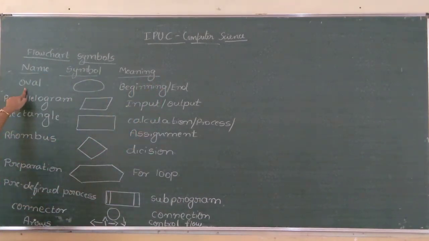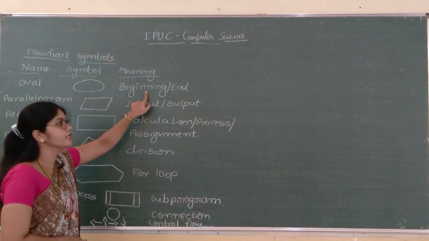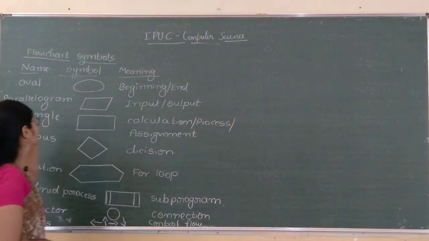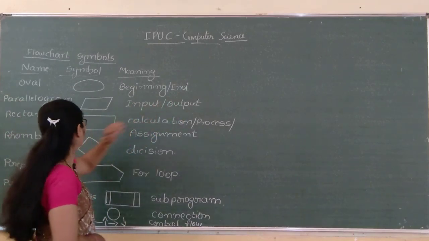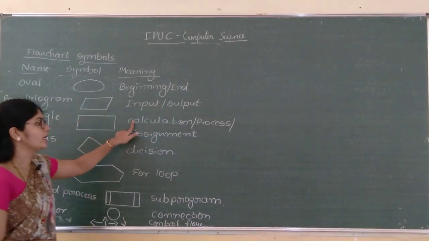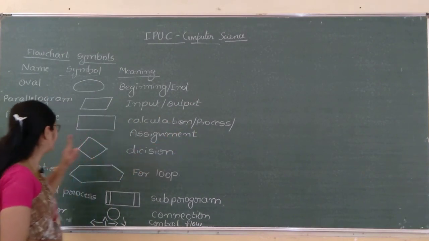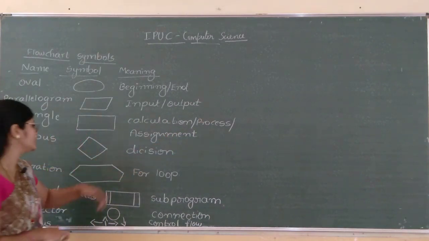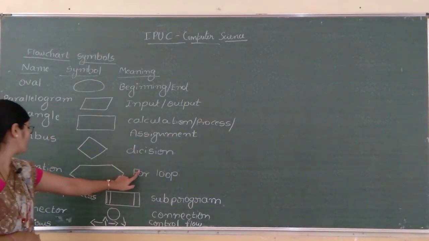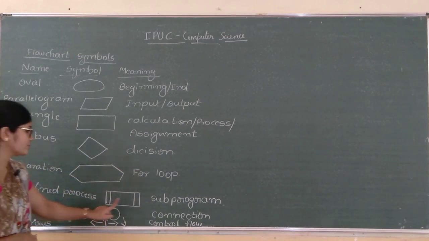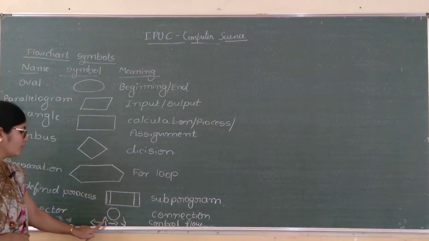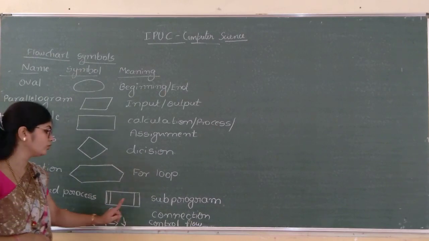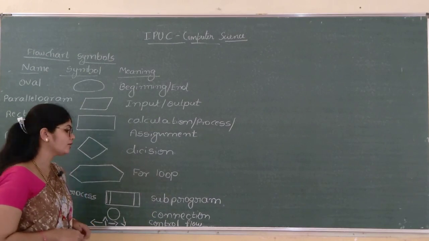First symbol oval, that denotes beginning or end of the flowchart. Parallelogram, that denotes input and output. Rectangle, calculation, process, assignment. Rhombus, decision. Preparation, for loop. Predefined process, sub-program. Connector, for connection. Arrows, left arrow, up arrow, right arrow, down arrow, that specifies control flow.